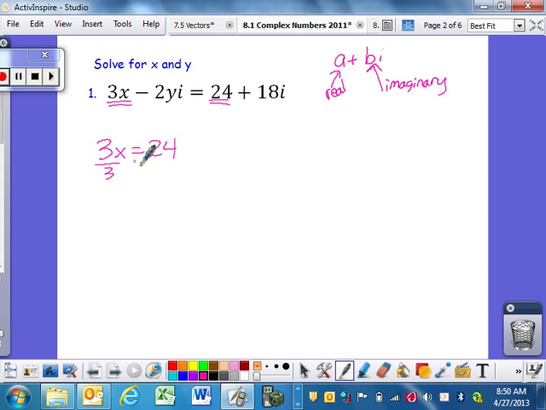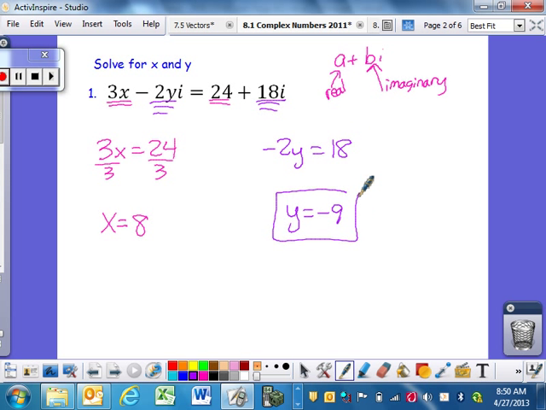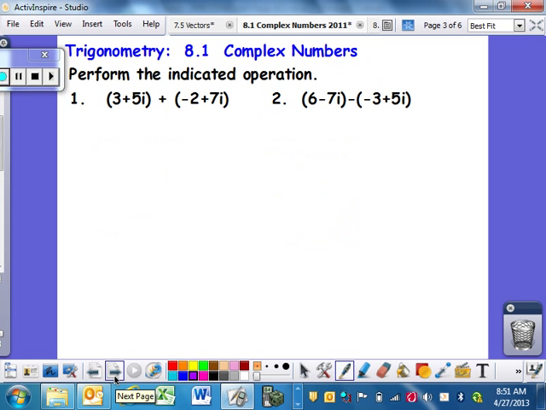So to solve this, just divide by 3. So x must be 8. And then you do that for the imaginary part. -2yi equals 18i. And you don't even really need to deal with the i's, because that's just saying that they're imaginary. So -2y equals 18. Solve, so y must equal -9 if you just divide that -2 over. So that's how you solve for x and y in this complex equation.